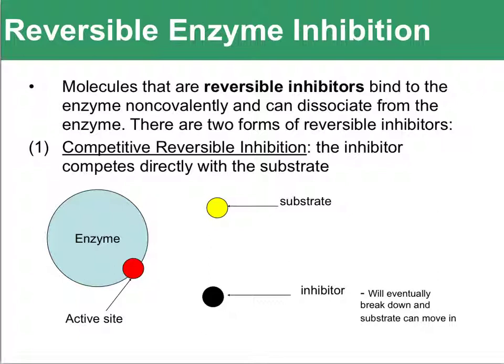Competitive reversible inhibition is where the inhibitor competes directly with the substrate. In this instance, we've got our enzyme sitting over here and the active site just here. The substrate and the inhibitor will both perfectly fit into the active site. In this instance, the inhibitor competes directly with the substrate to enter the active site.